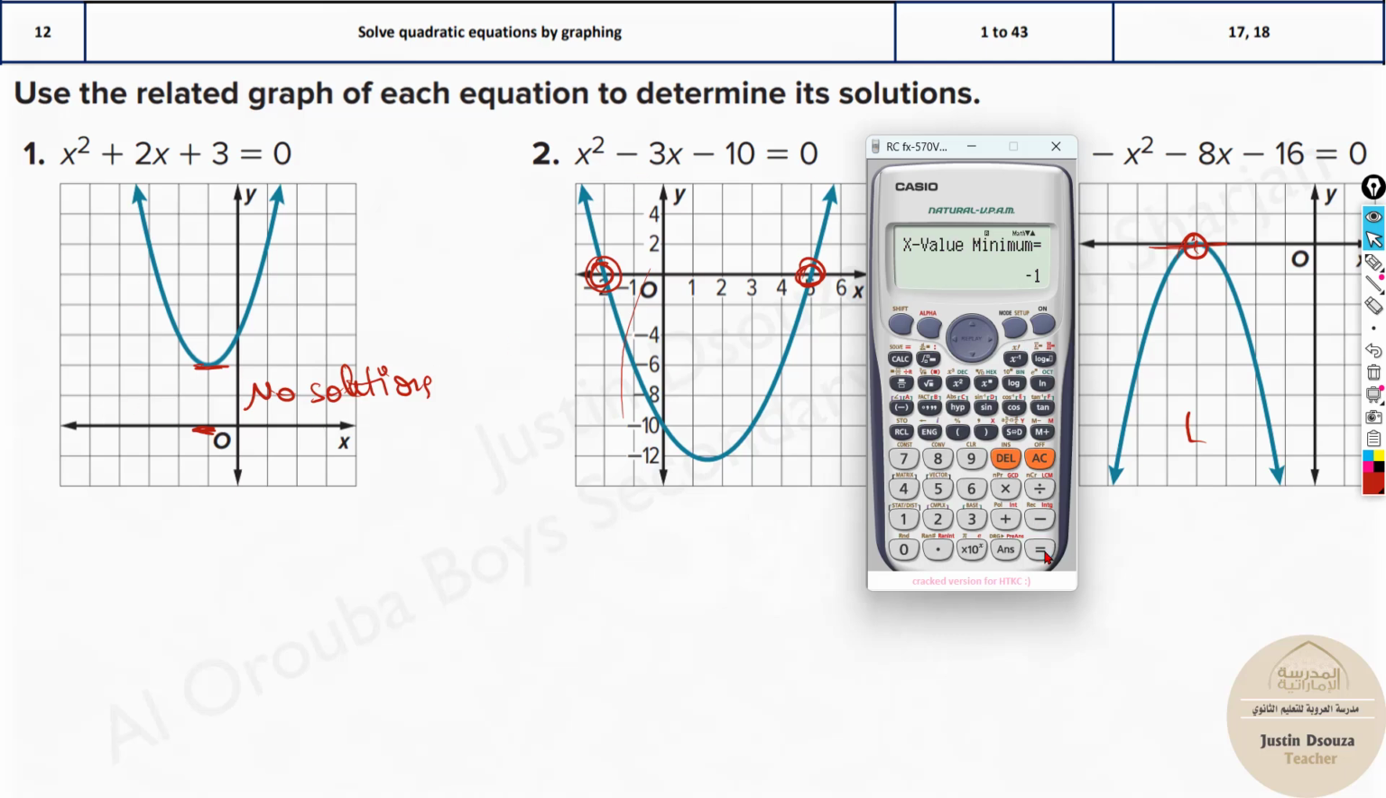We can check the next one out. All you need to do is put in 1, minus 3, and minus 10. And over here, we have 5 and minus 2. You can see 5 is one solution, minus 2 is one more.